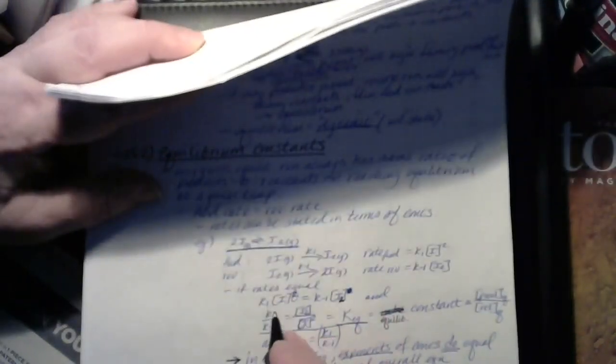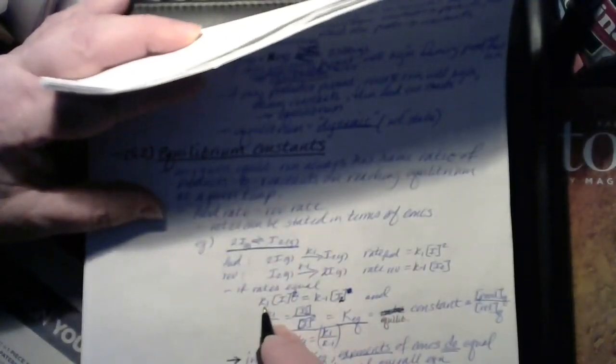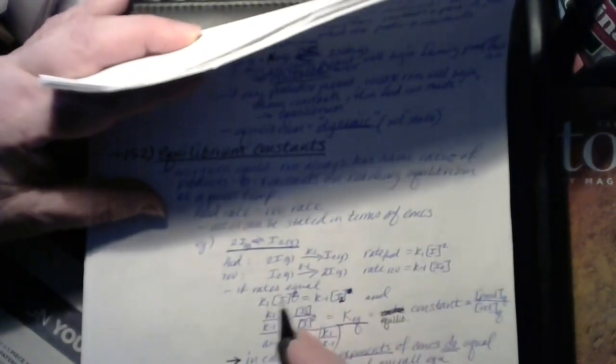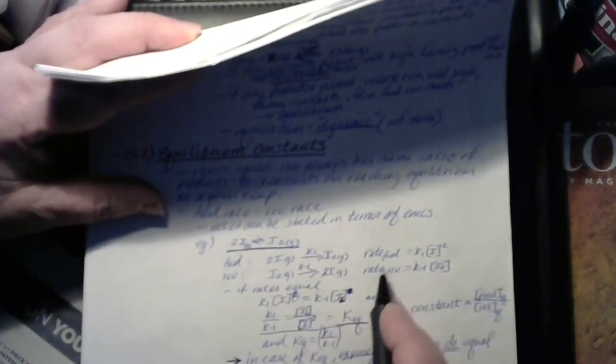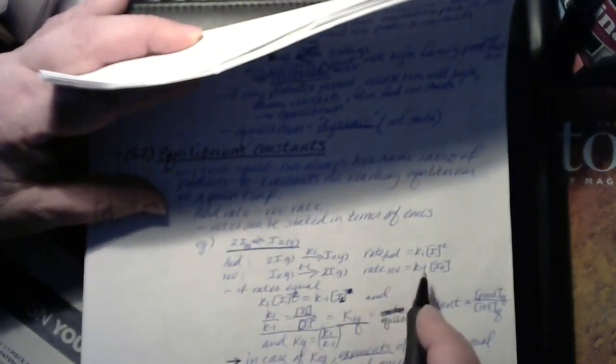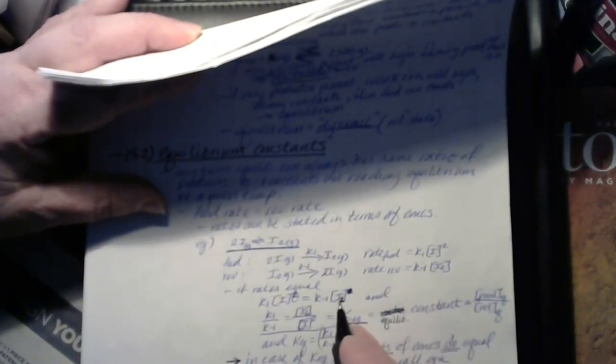As I said, though, at equilibrium, the rates are equal. And that means the rate for the forward reaction, K1 times I squared, should be equal to the rate for the reverse reaction, K minus 1 times I2 to the first power. I wrote something else there, so I scribbled it out. That dot there shouldn't even be there. So it's just the concentration of I2.